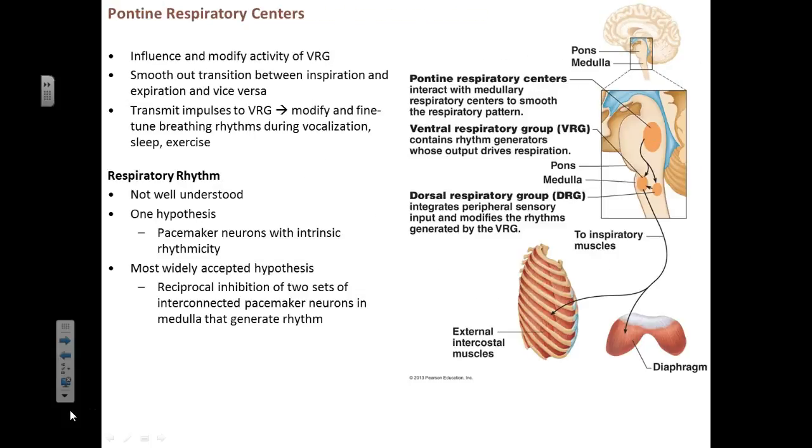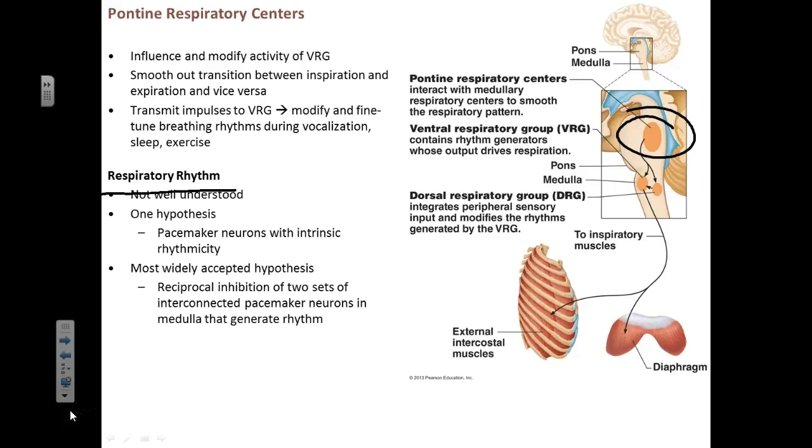The pontine respiratory center, which you can see right here, allows you to make a smooth transition from inspiration to expiration. It controls more complex breathing patterns when you, for example, sing or talk, because when you talk, you have to adjust your breathing patterns depending on whether you sit, whether you walk, whether you run.